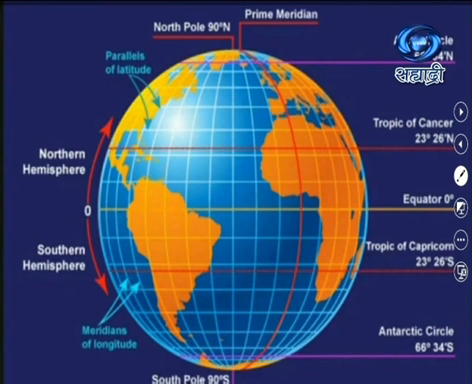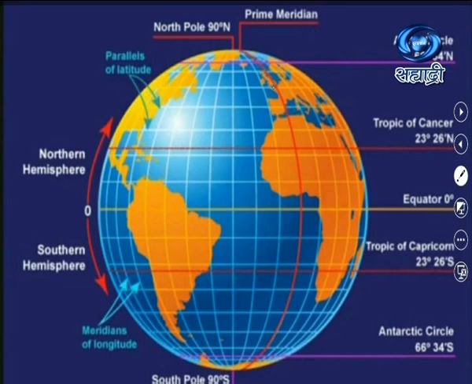Similarly, the whole of the earth is again divided vertically, that is, by the meridians of longitudes. These are called meridians of longitudes. The red color which is shown over here is taken as 0 degrees, which passes through Greenwich in London. Now just behind this is 180 degrees longitude.